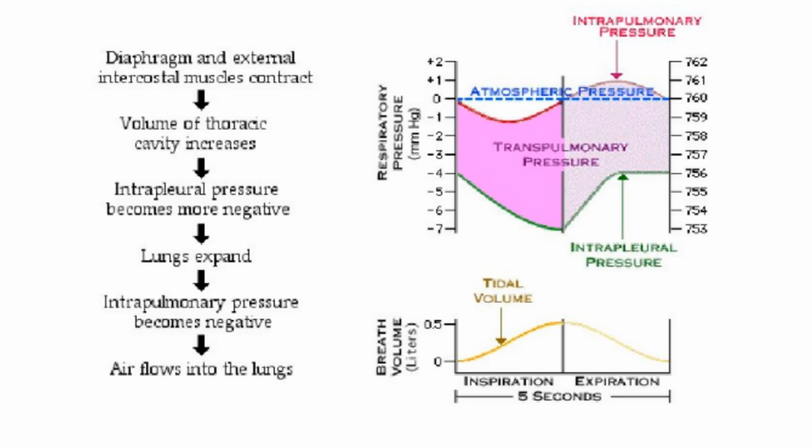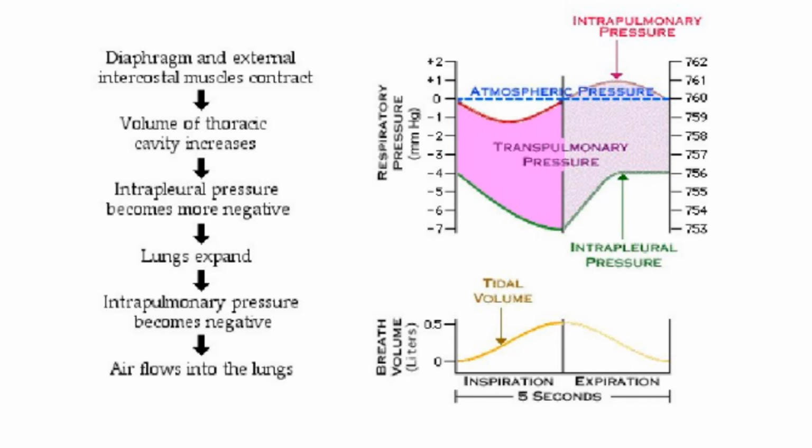This is the simple explanation of inspiration. Diaphragm and external intercostal muscles contract, leading to increased volume of the thoracic cavity and decreased intrapleural pressure, which becomes more negative. Lungs expand and intrapulmonary pressure becomes negative, and finally air flows into the lung.